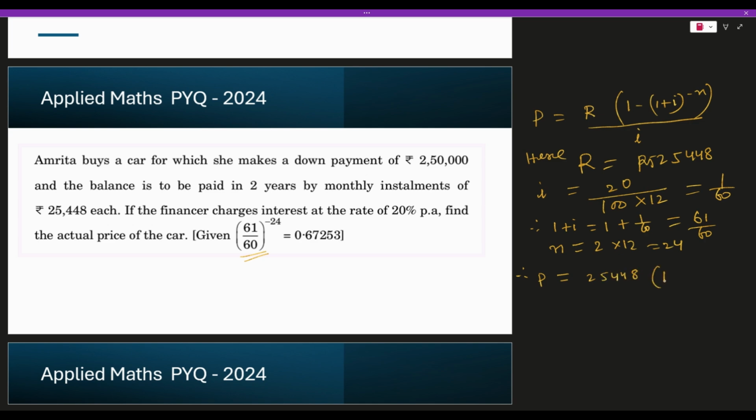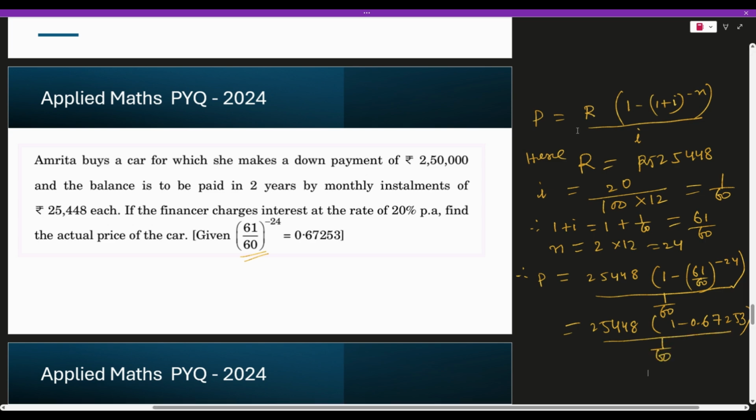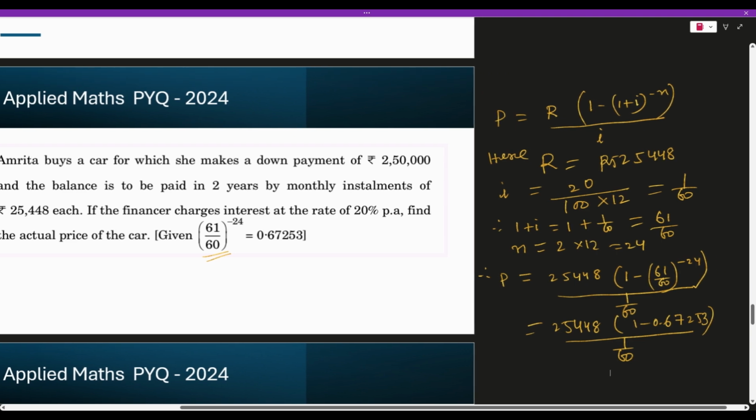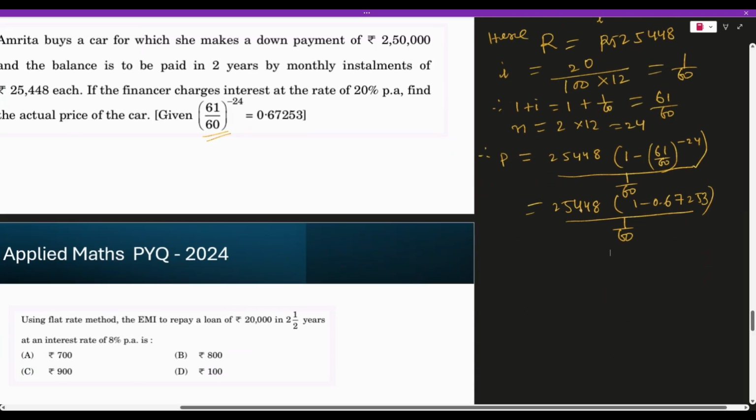25448 into 1 minus (61 by 60) to the power minus 24, that divided by i. i is what? 1 by 60. So this part I am calculating by writing 25448 into 1 minus 67253. The value is given. This by 1 by 60. So this you subtract and multiply then.